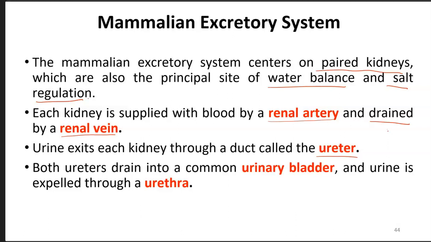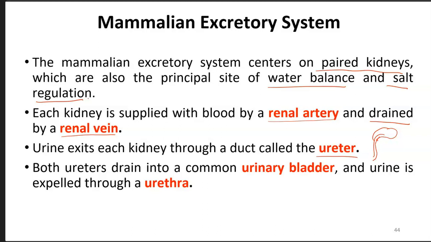Okay, so from the kidney, before storing the urine in the urinary bladder, it is the ureter. So the ureter connects the kidney with the urinary bladder. Okay, so both ureters drain into a common urinary bladder, and urine is expelled out through the urethra.